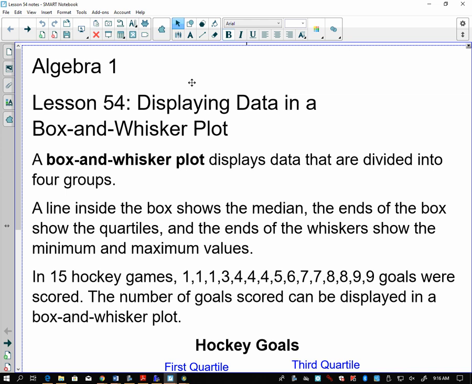A box and whisker plot is just a different way to display data, and it divides it into 4 groups. Those groups are known as the minimum. The minimum is going to be the smallest number in a set of data. Then we're going to have our Q1, and then we're going to have our median. We already know how to find a median, though, right? How do we find a median number?